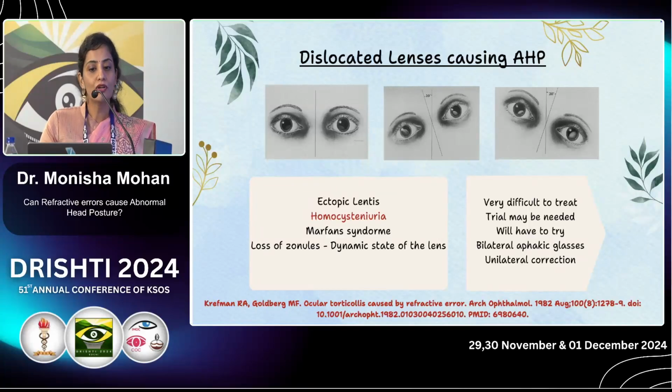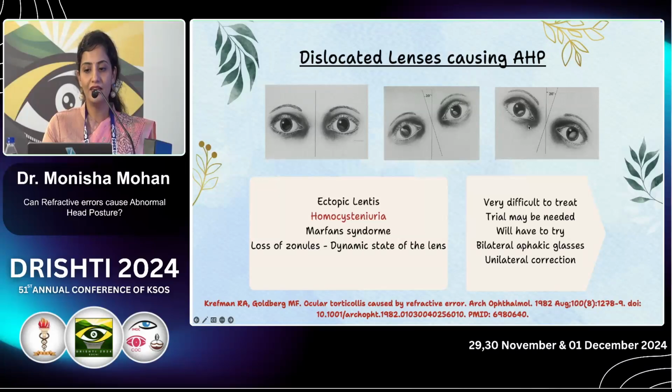Just a note on dislocated lenses. I'm not sure if you can see the lens here. This is a case of homocystinuria and an ectopic lentis. Here there is a loss and tear of zonules, and this makes the lens very dynamic. When the patient has a right head tilt, the lens kind of tilts to the right.